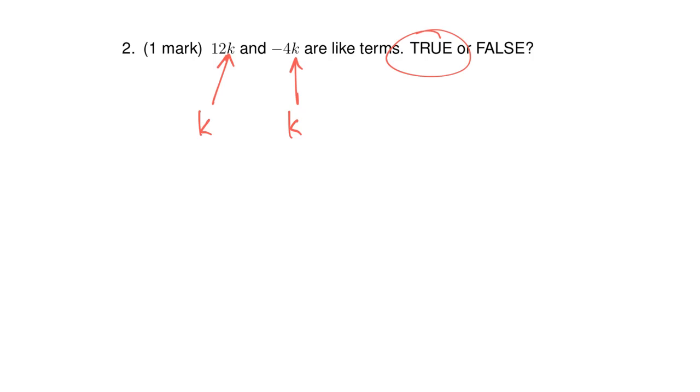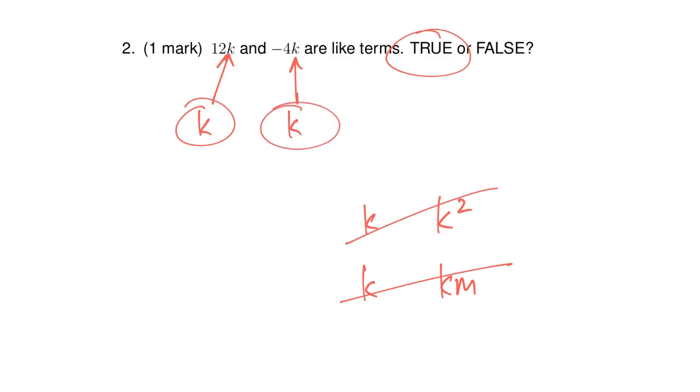If I had, let's say, k and k squared, then no, they would not be like terms. Or if I had, say, k and km, then no. But in this case, I've got k and k, so they are like terms.